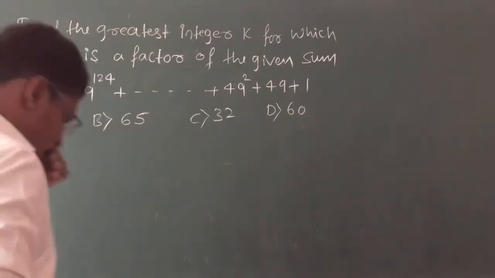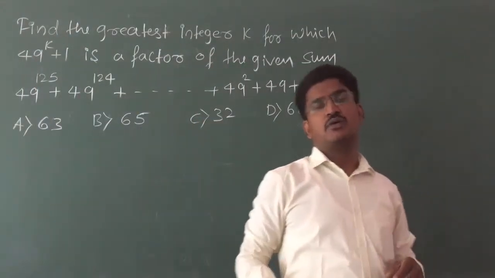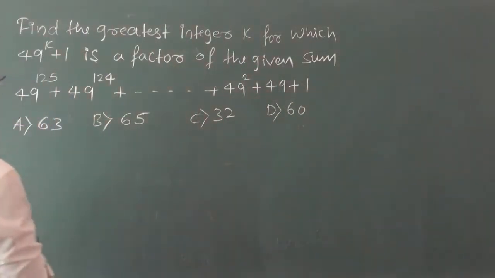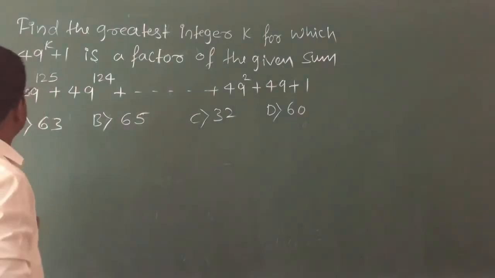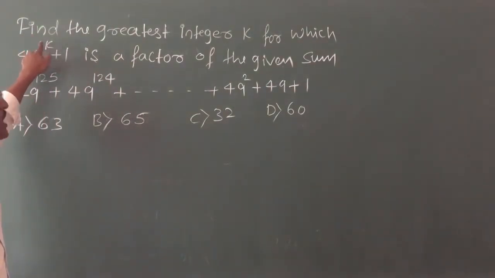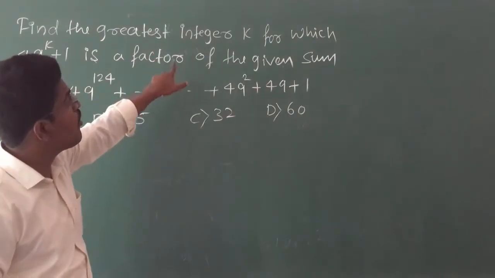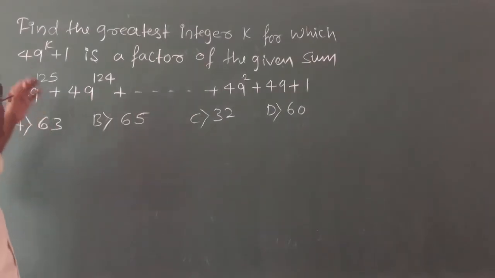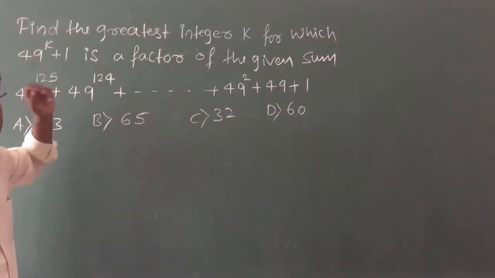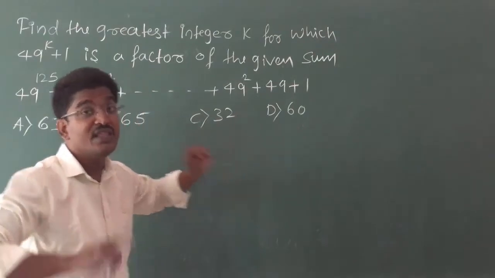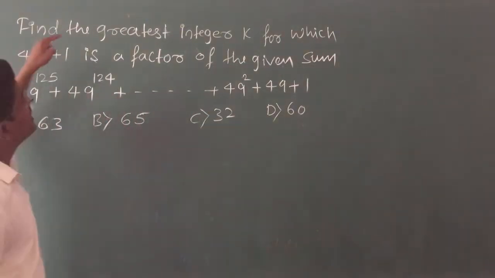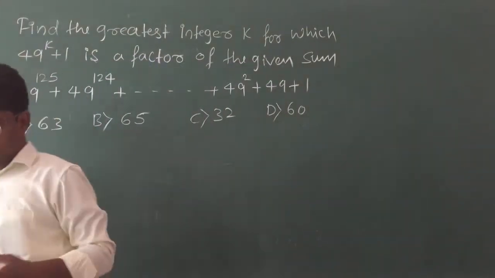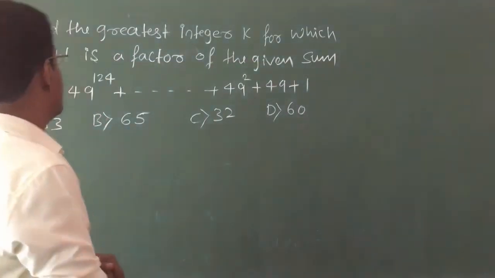Clear? Okay students. So now let us go for the next problem, which is again from sequence and series. In this problem, find the greatest integer k for which 49 to the power of k plus 1 is a factor of the given sum. This is the given sum, and 49 to the power of k plus 1 is a factor of this given sum. They are asking for the greatest integer of k. So let us find the greatest integer of k.